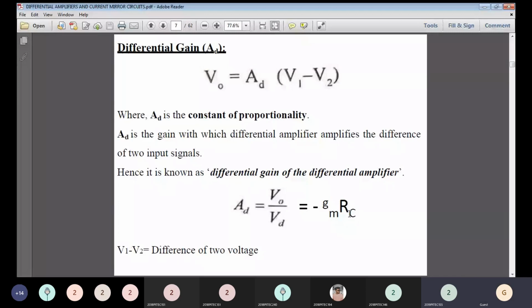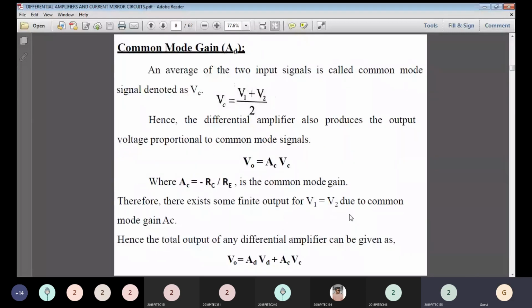The next mode of operation is common mode operation. Here we are going to calculate the common mode gain. The common mode gain is specified as AC, with C in the suffix, while the differential mode gain is AD. In common mode, the two inputs are added. Giving the difference of two inputs is called differential mode operation. Common mode means the addition of two inputs, that is, the average value, V1 plus V2 divided by 2. That is your common input voltage.